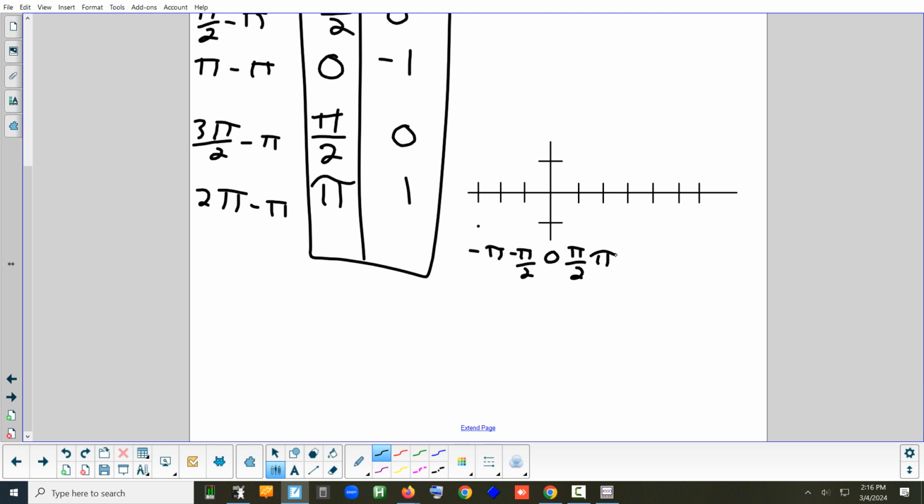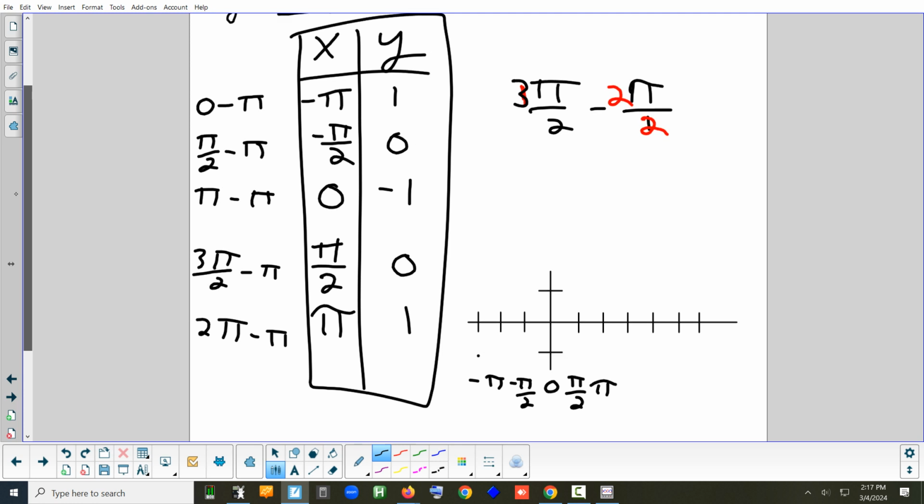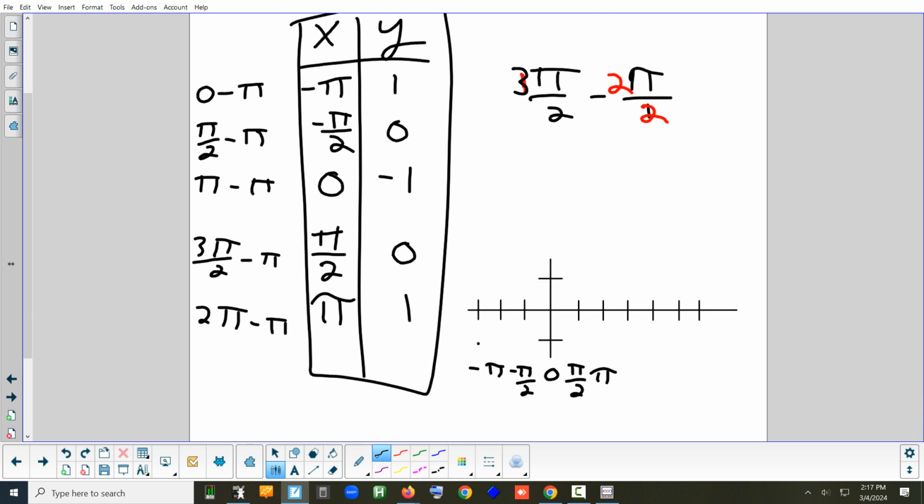You don't need to label the y-axis in this case because whenever you don't label a graph, it's always assumed the tick marks are 1s. And that's exactly what my y-axis is. They're 1s. Okay. What's my first coordinate that I'm going to put? Negative pi, 1. Yep. Second coordinate. Negative pi over 2, 0. Oh, I was a little off on that, sorry. Negative pi over 2, 0.